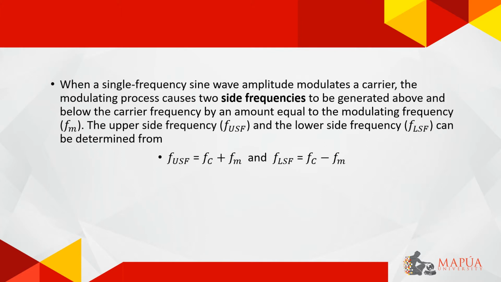When a single frequency sine wave amplitude modulates a carrier, the modulating process causes two side frequencies to be generated above and below the carrier frequency by an amount equal to the modulating frequency, f sub m. The upper side frequency, f sub USF, and the lower side frequency, f sub LSF, can be determined from f sub USF equals f sub c plus f sub m, and f sub LSF equals f sub c minus f sub m.